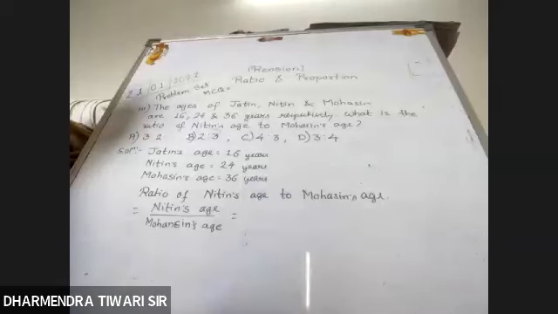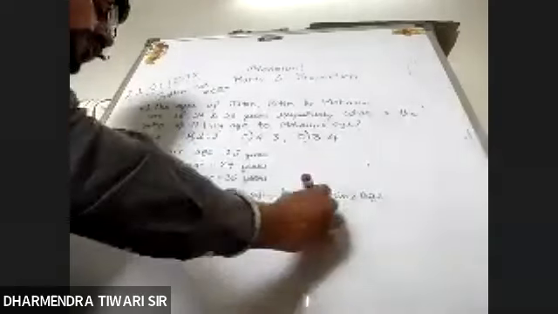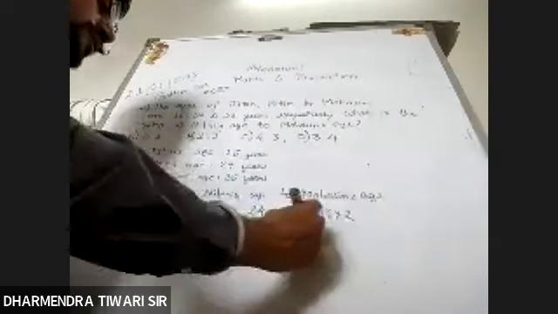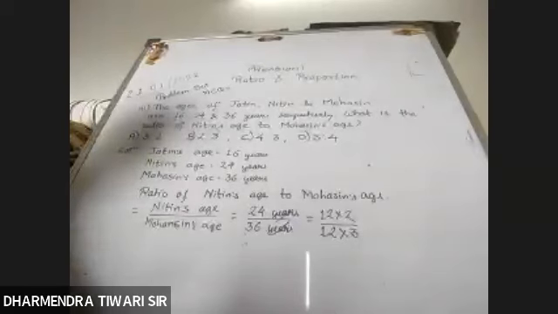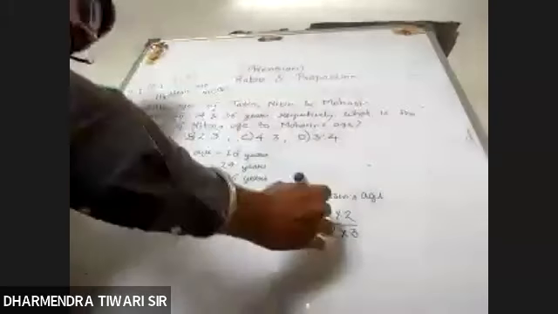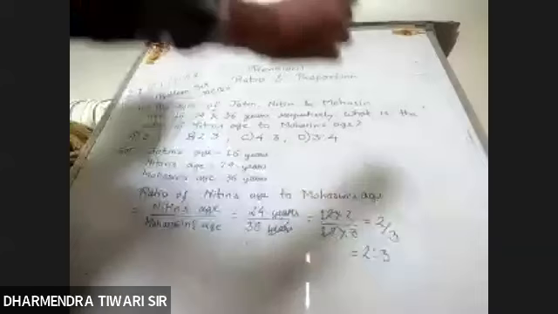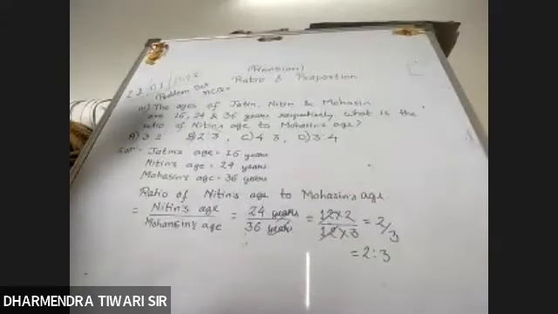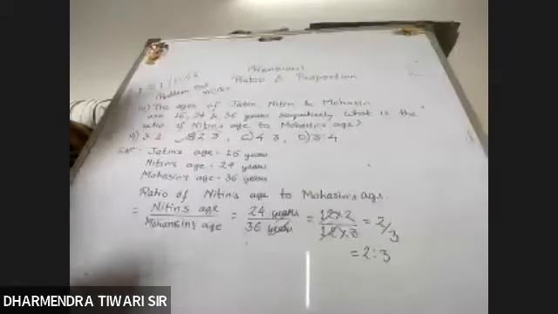Nitin's age is given as 24, divided by Mohasin's age is 36 years. Years cancelled. So 12 into 2, 12 into 3. We know that 24 we can write in terms of multiples of 12. So 12 twos are and 12 threes are. So 12 gets cancelled. What remains is 2 by 3, which means the answer is 2 is to 3. Okay, see the option. Where is it? So option B, 2 is to 3. And for proper observation, you can just highlight it.